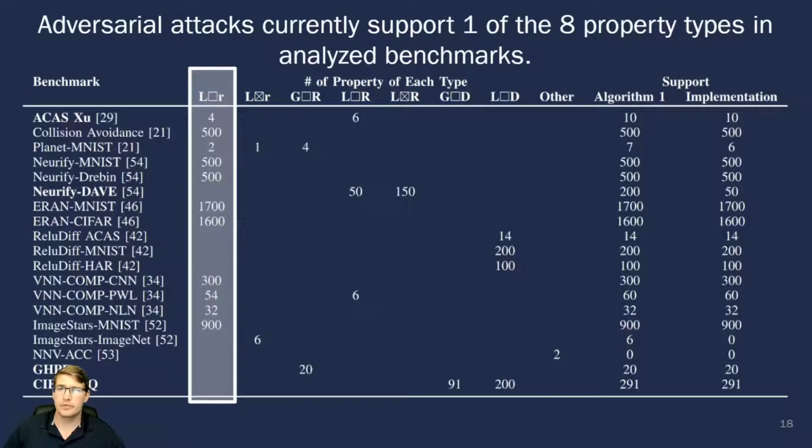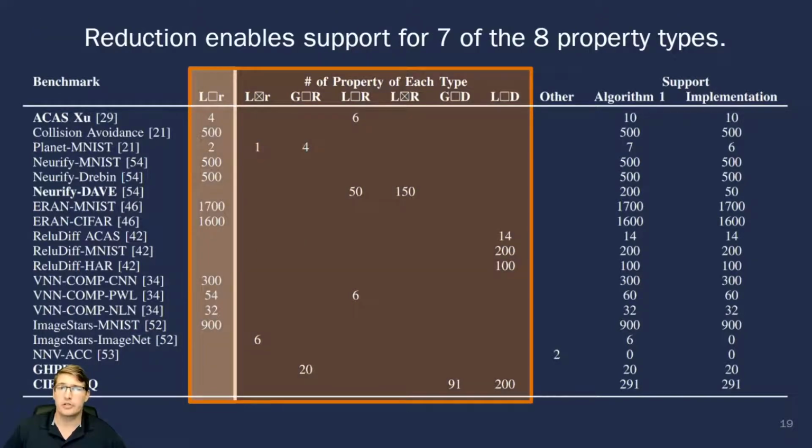To evaluate the expressiveness of the property specifications supported by our reduction, we analyzed 17 existing verification benchmarks along with 2 novel benchmarks. We categorized the properties in each benchmark and analyzed whether they are supported by reduction. While off-the-shelf falsifiers only support one of the 8 property categorizations identified in these benchmarks, reduction enables adversarial attacks to be applied to 7 of the 8 property types that we've identified.